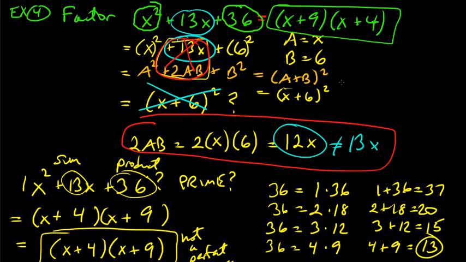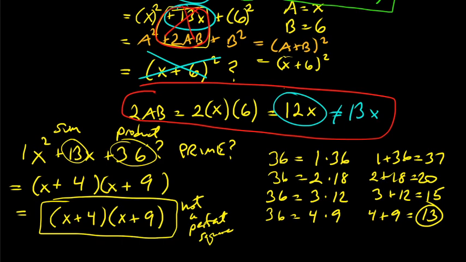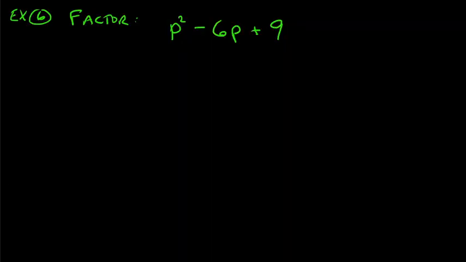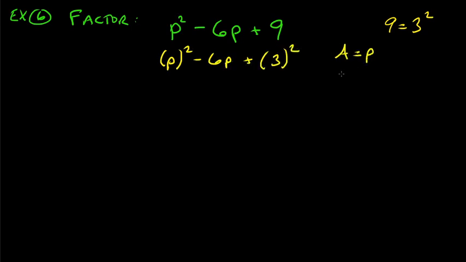All right, I think you can try one on your own now. Try p squared minus 6p plus 9. They don't come much easier than this, right? Because 9 is just 3 times 3, 3 squared. So a is p, and b is 3. That helps to write that down. And we can do this: 2ab is 2 times p times 3, which is 6 times p.